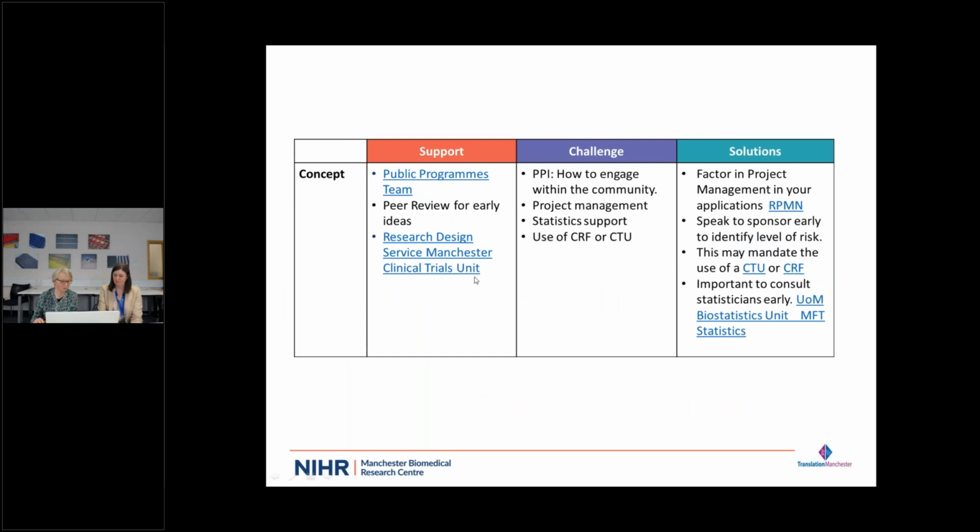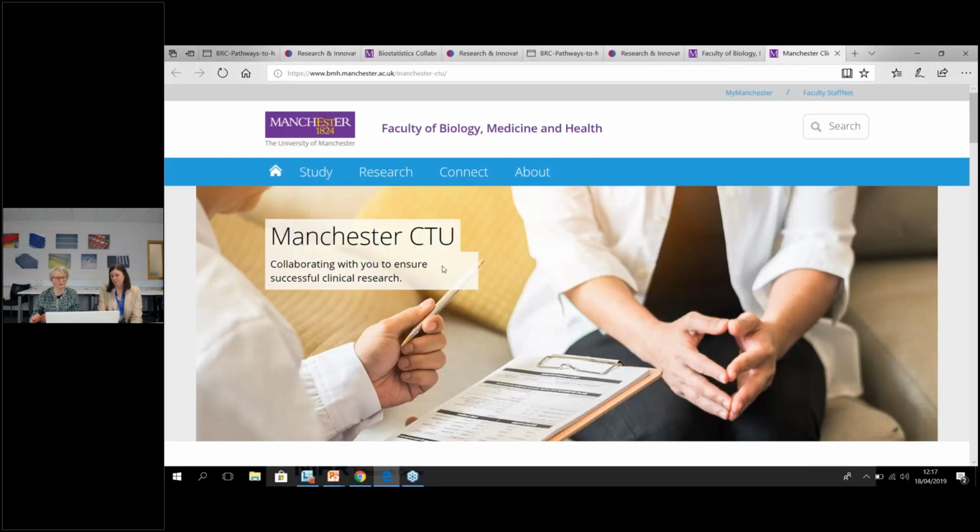The other support area that's really good for early stage when you look at the concept is the NIHR Research Design Service. So this is a national, so let me just go back there. Actually, I've clicked. Got the CTU. I've come back to the Manchester CTU.